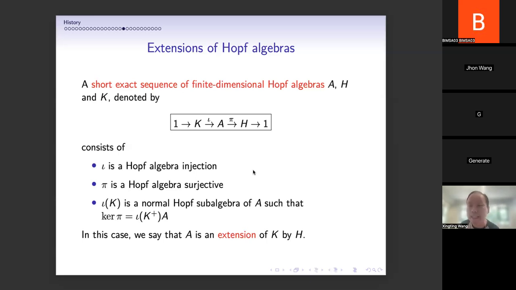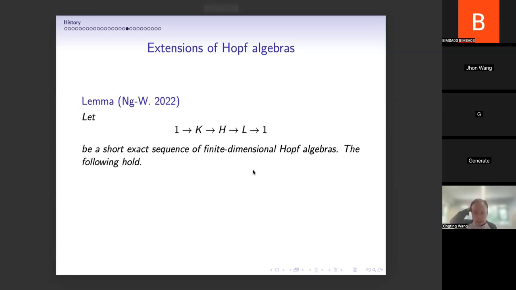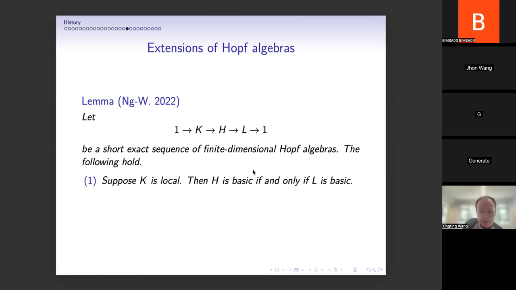If you translate everything to groups, it exactly means K is a subgroup of the group algebra A, and the quotient group is H. So it's a natural generalization of the group case. And what we show is that some representation properties are invariant under such extensions. So those are the three conditions we prove.